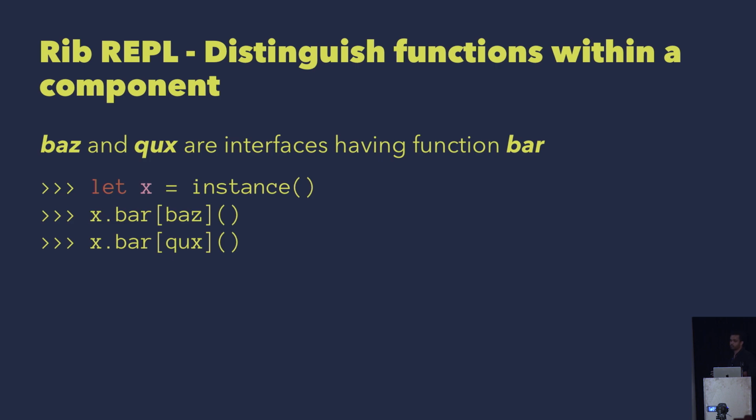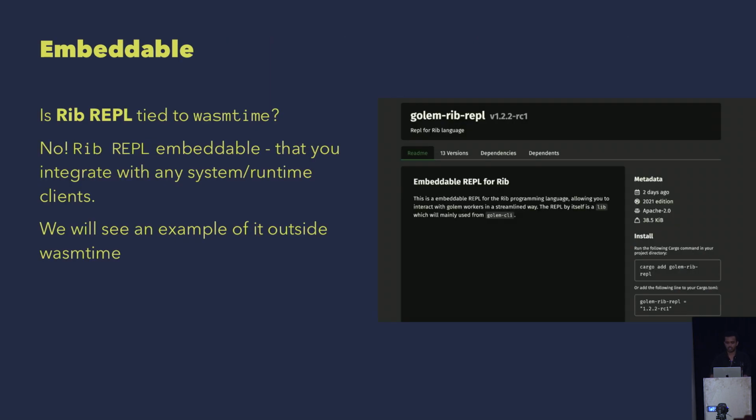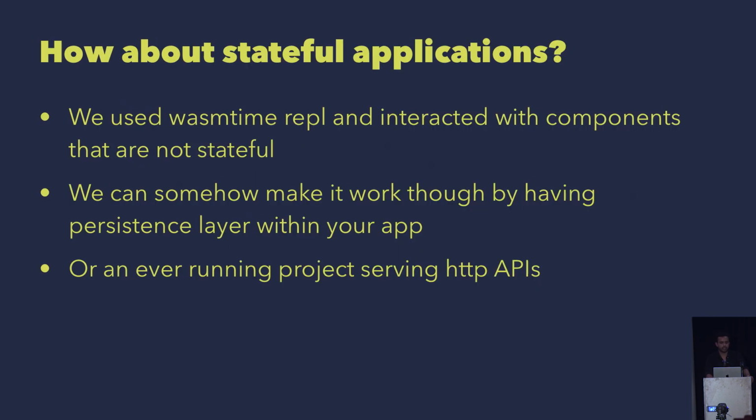Distinguish functions within a component. If there is ambiguity between functions within a component because the same function name exists in multiple interfaces, the type parameter can take the interface name as an argument, and it works. And this is not tied to any Wasmtime. This is an embeddable REPL. It's a library crate, and we will see another example of how REPL is used outside. And in fact, that's the place where it originated from.